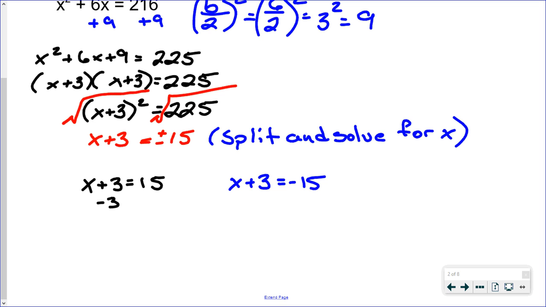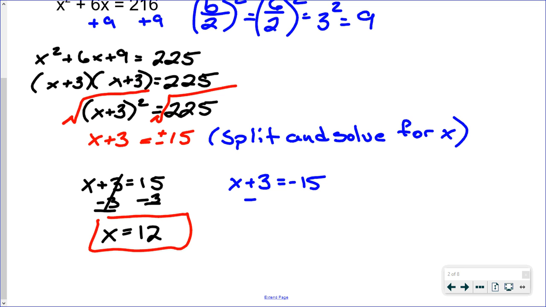So minus 3, and we get x equals 12. So there's one solution. Again, that would be the x-intercept of the graph of this quadratic, which is a parabola. And then over here, I subtract 3.